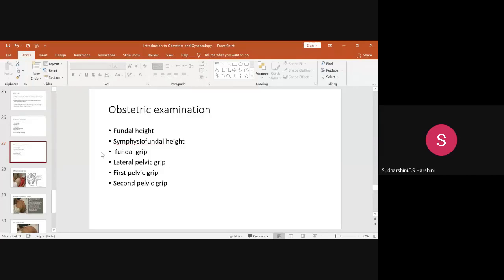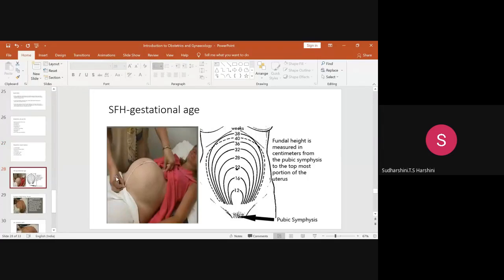The first four are very easy. Fundal height: now this lady is measuring the symphysio-fundal height, but before that, you have to measure the fundal height. How will you measure the fundal height? You'll stand to the right of the patient with the ulnar border of your left hand. With the ulnar border of your left hand, you will start palpating from the xiphisternum and you will feel the first point of resistance. That is called the fundal height.